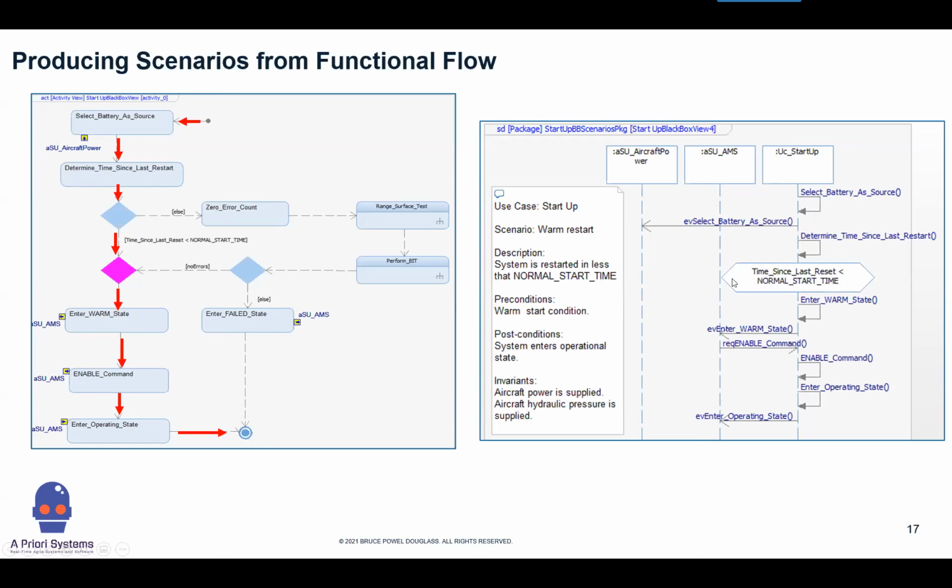Now the Rhapsody tool has a built-in toolkit called the Harmony SE toolkit that can generate this for you automatically. But it's really not that hard to walk through and do it by hand. But the Harmony toolkit does actually have an automation to create this. And in fact, this was created from this activity diagram in this case.